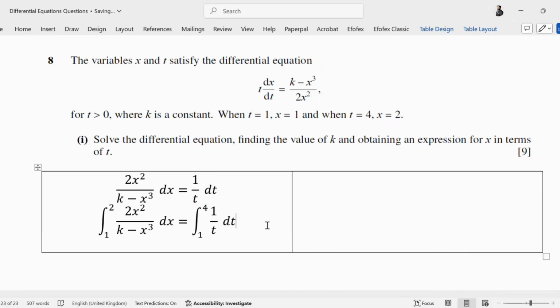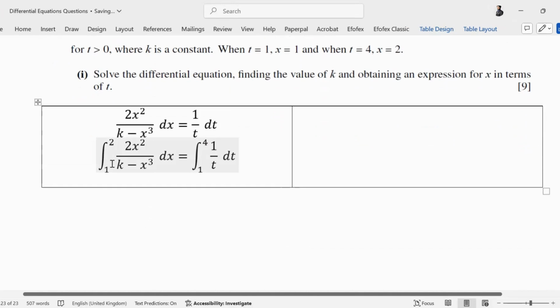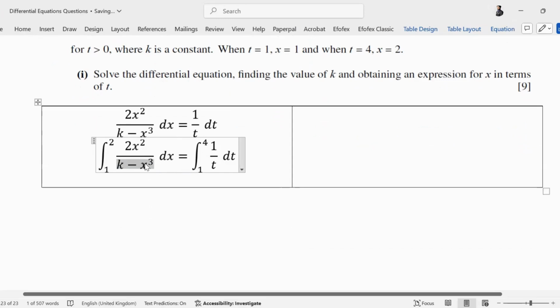But if I need to integrate 2x squared upon k minus x cubed, how will I integrate this? You see, if I have a cubic expression in the denominator, k minus x cubed, the derivative of this k minus x cubed is minus 3x squared. So only if I would have had minus 3x squared in the numerator, I would have been able to integrate it using ln. But I do not have that, so I'll have to manipulate it in a few steps. Let's see how do we do that.